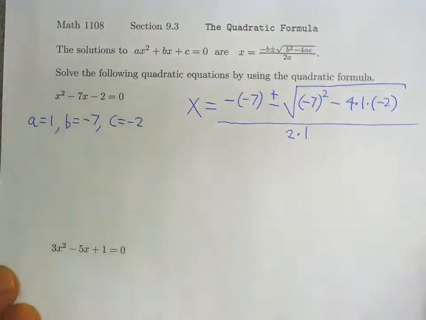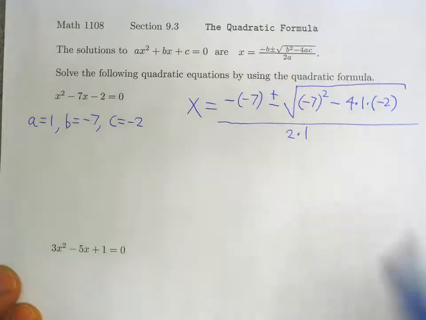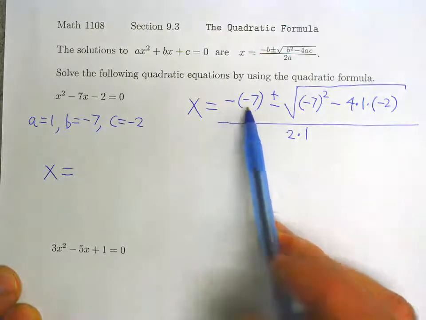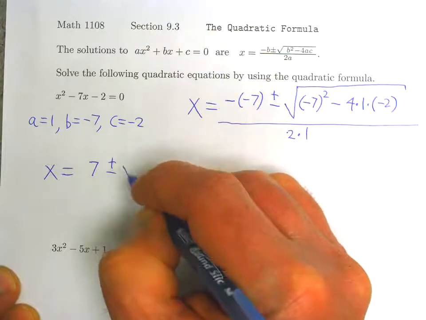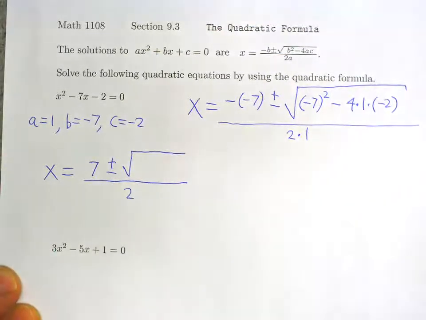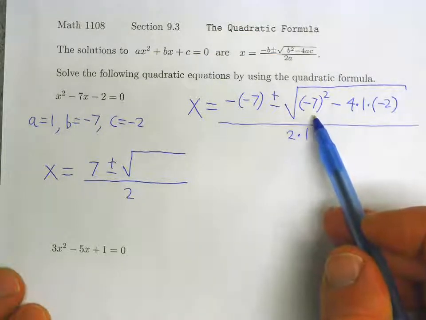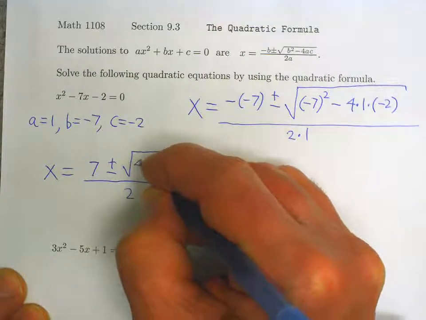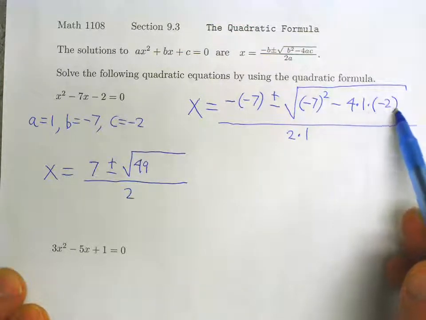Okay, then we'll just apply rules of arithmetic and simplify a little bit. So in the numerator, the negative of negative 7 is positive 7, and then plus and minus the square root of some number, and then in the denominator, 2 times 1 is 2. Okay, so we'll do a little bit more detail in the arithmetic inside the square root. The number negative 7 squared is positive 49. And we're subtracting 4 times 1 times negative 2.